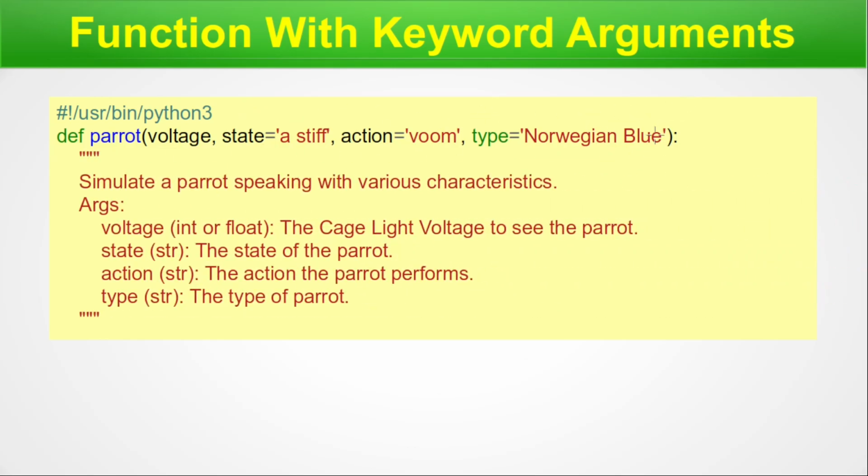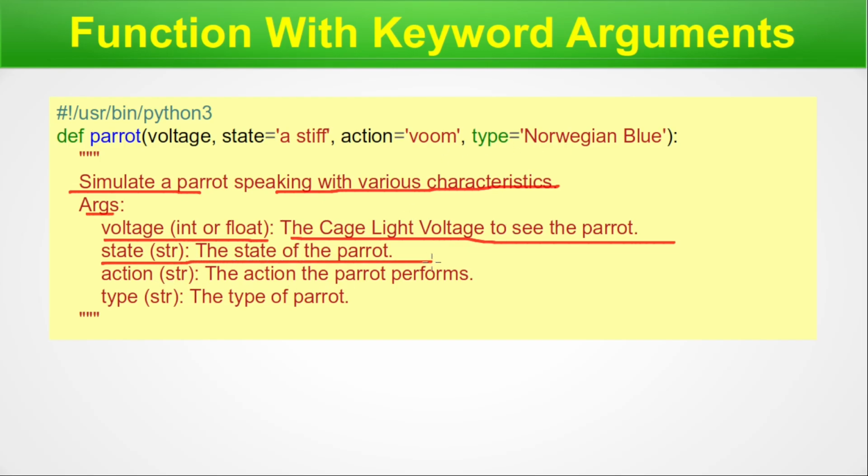So now let's have the docstring. Simulate a parrot speaking with various characteristics. Argument, voltage is int or float. The cage light voltage. So the parrot is in a cage and the cage contains different lights which are maybe colored or non-colored and they depend upon the voltage. That voltage the parrot will pick. State is the state of the parrot. Action is the action the parrot performs.